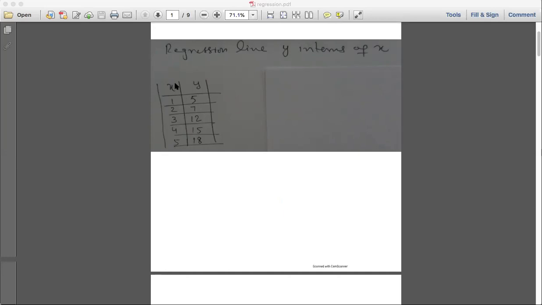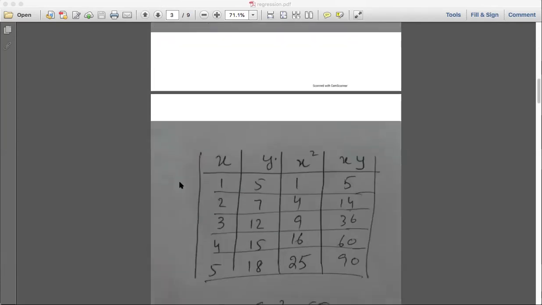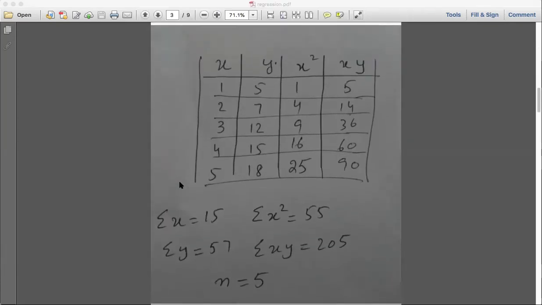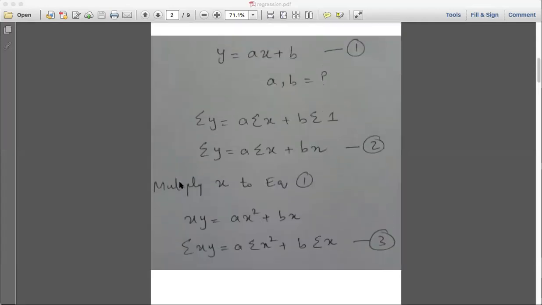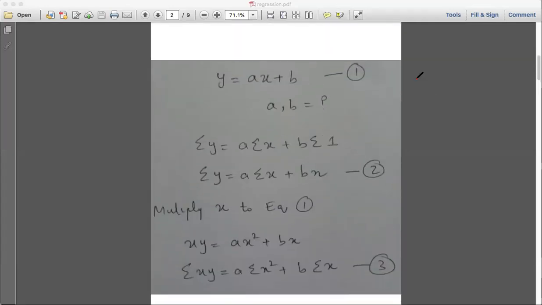Okay, please note down this table. X and y is given, and we need to find the regression line y in terms of x. So how to find? As we saw just now, we have to draw a table. First of all, this is the table, and I would like to write this equation on this side. Y is equal to ax plus b, this is the equation that we need to find.